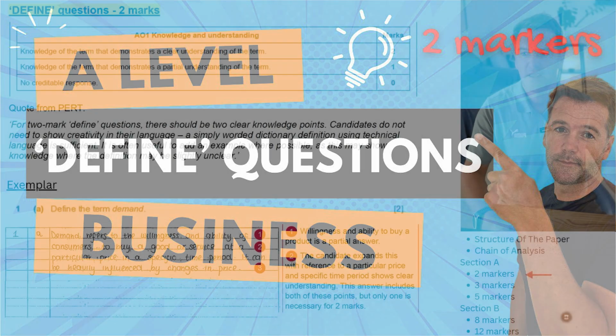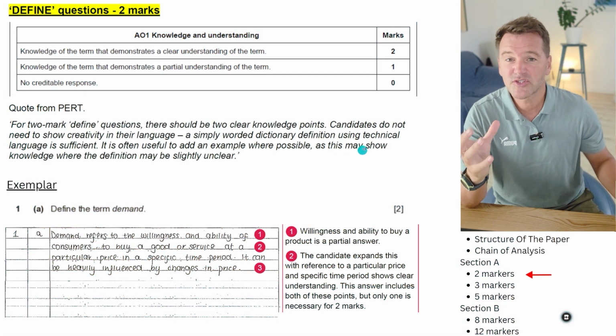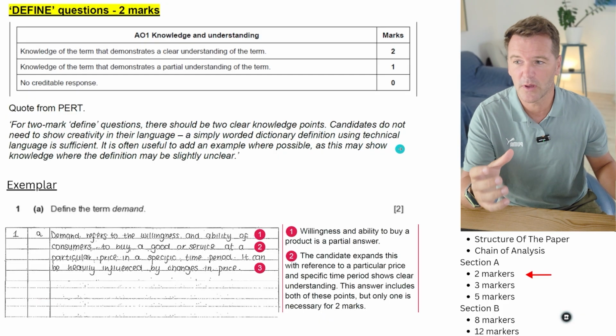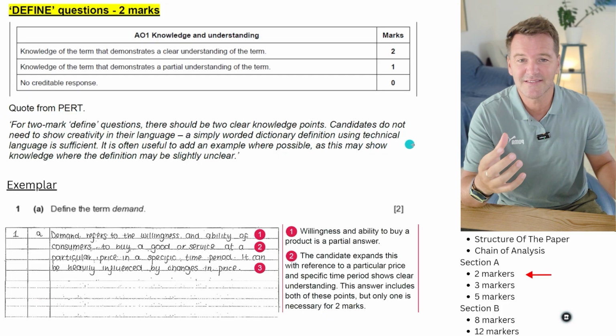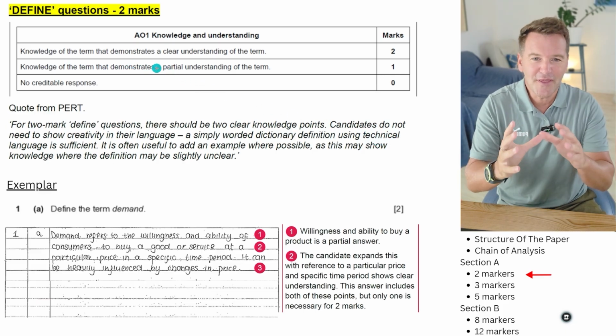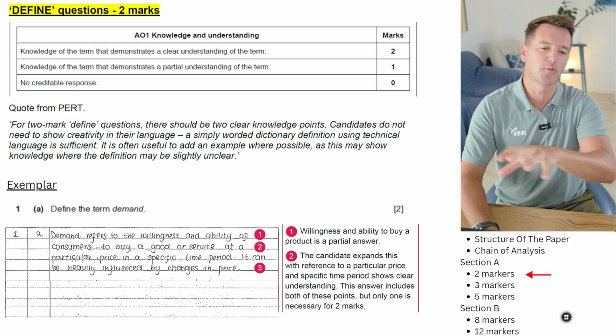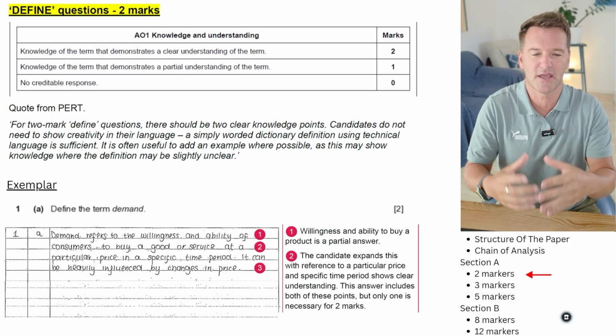Now we've done that, we're ready to look at these 2 markers. The 2 markers are always going to be following the define style. It's their favorite question. Now, this is where they're a bit naughty, because if you look at the mark scheme, and my students do this, go, well, but I wrote it in the mark scheme, I followed it, and I should get all the marks.